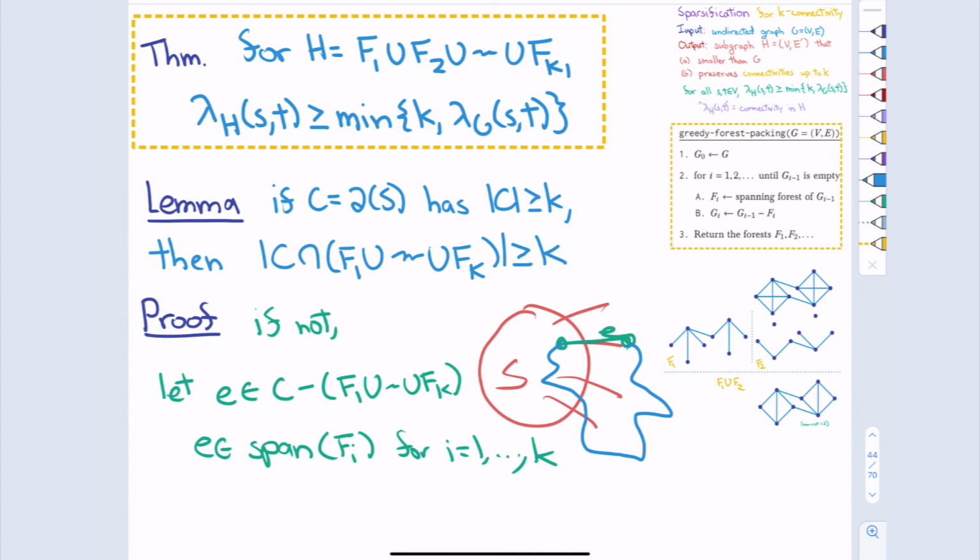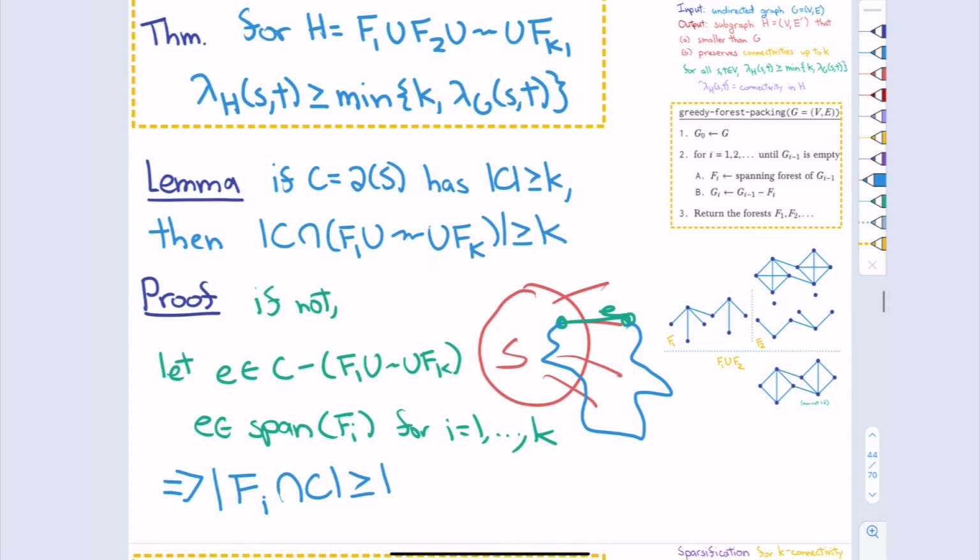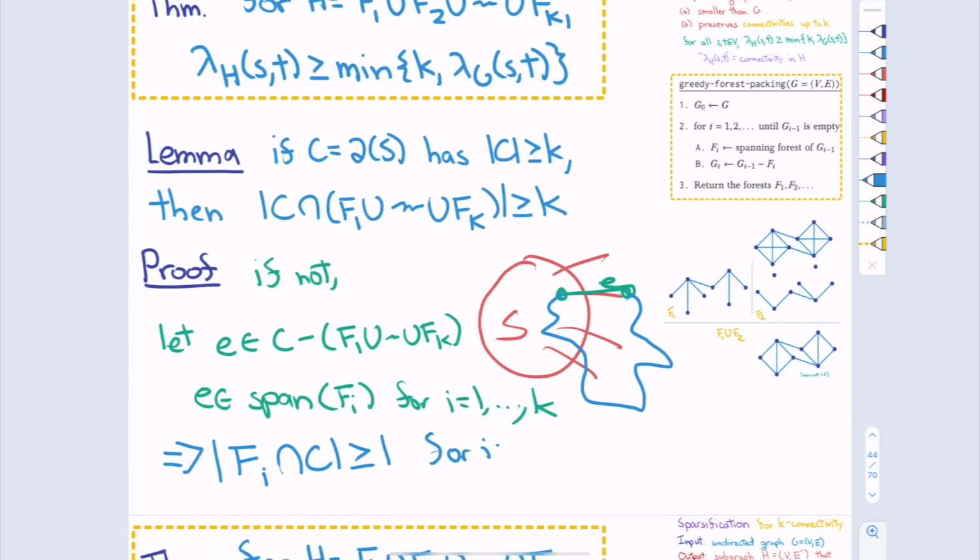Okay? But that implies that there's no way to draw that forest without going over the boundary, without using an edge from the cut. So that forest must have at least one edge. As soon as I've omitted one edge from the cut, I now know that all the forests that omit it are using some other edge from the cut. So every forest has at least one edge, in which case you'll end up with at least K edges over K forests.